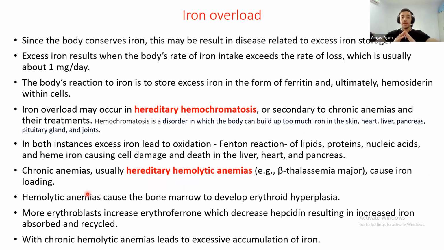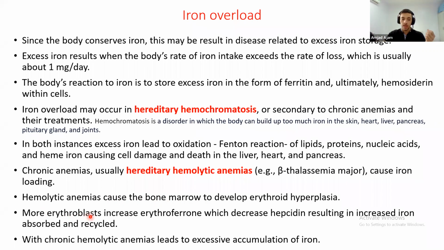Because when you have a lot of abnormal destruction of RBCs, the bone marrow will be overactivated so it can make more RBCs, right? So what will happen? It will develop erythroid hyperplasia. Hyperplasia means increased number of cells. So basically the bone marrow will be overactivated, and more precursors of RBCs will be produced.